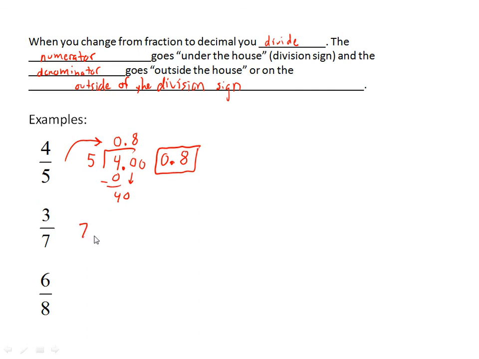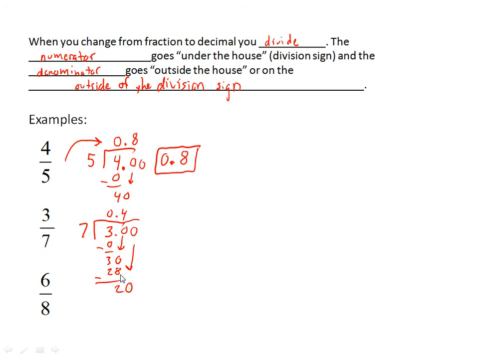Okay, 7, the denominator goes outside the house. 3 goes inside the house. Remember, top dog goes in the house. Our numerator goes in here. We're going to divide it by the denominator. It'll go 0 times. So we add our decimal place. We add 2 zeros. Okay. 3, bring down the 0. 7 goes in there 4 times. 4 times 7 is 28. Take away 2, bring down the 0.